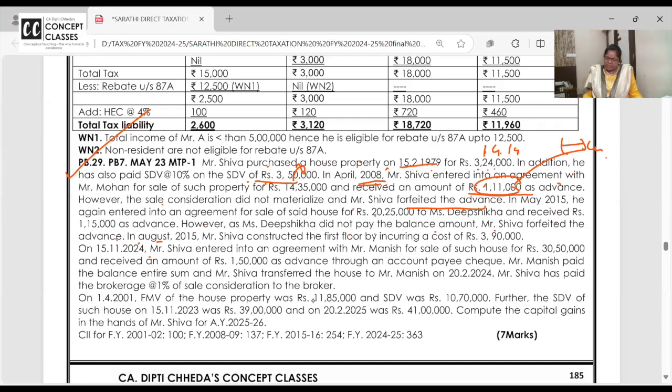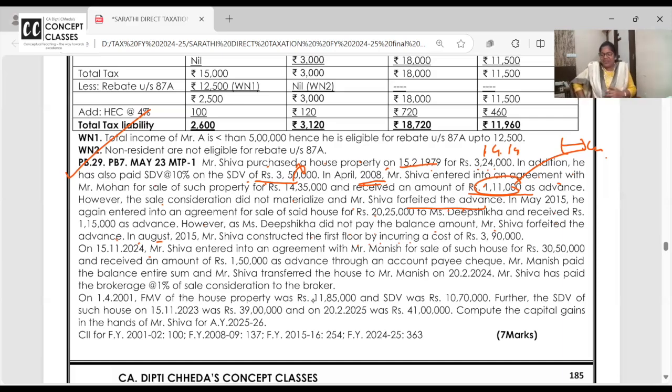Now, in August 15, Shiva constructed first floor and incurred a cost of 390. Okay, so 3,90,000 is the cost of improvement. On 15/11/24, Shiva entered agreement for sale and received the amount 150 as advance by account payee cheque. Mr. Manish paid the balance entire sum and Shiva transferred the house.